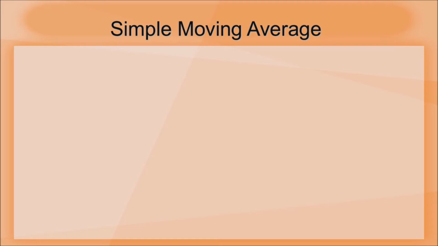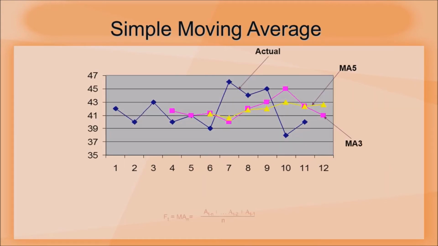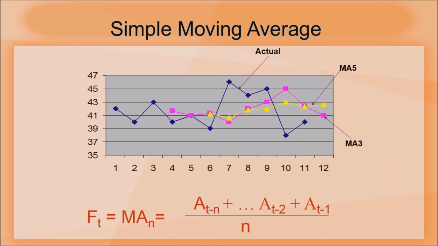Simple moving average. The following on-screen graph shows the actual, MA5 and MA3 series. F_t = MA_n = (A_(t-n) + ... + A_(t-2) + A_(t-1)) / n.